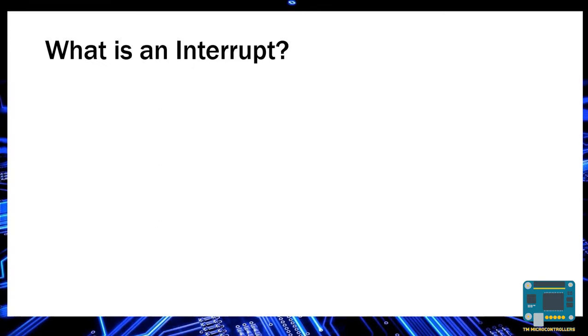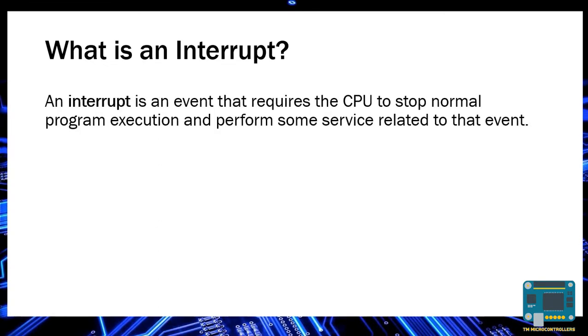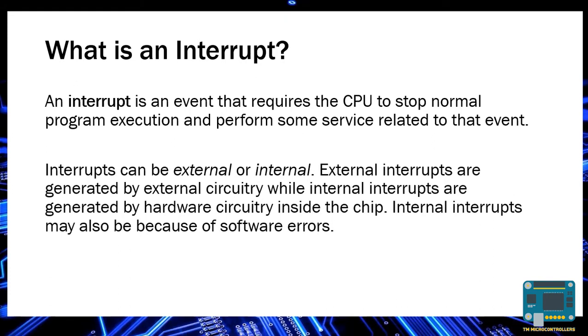So what is an interrupt? An interrupt is an event that requires the CPU to stop normal program execution and perform some service related to that event. You can actually define it by its name. It's called an interrupt because it simply interrupts whatever the CPU is currently doing. Interrupts can be external, caused by an outside circuit or hardware. They could be internal, meaning the source could be inside the CPU itself. Internal interrupts may also be caused by software errors. Those are the two general types.